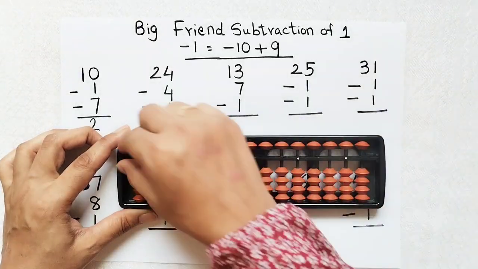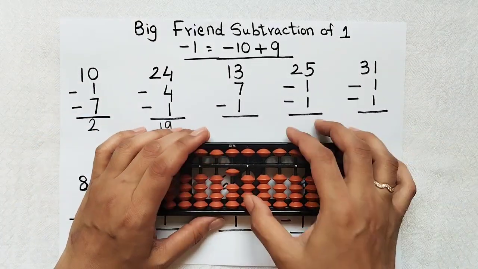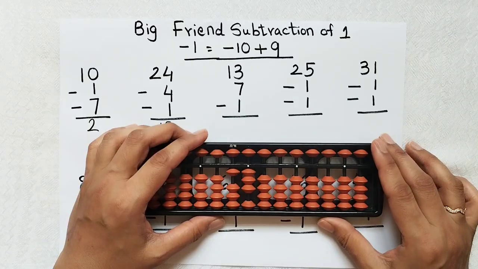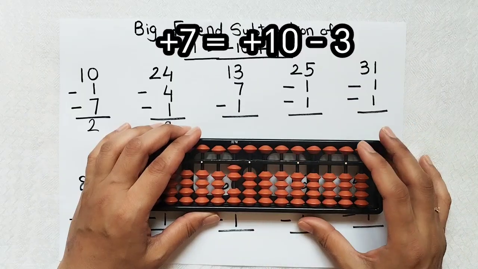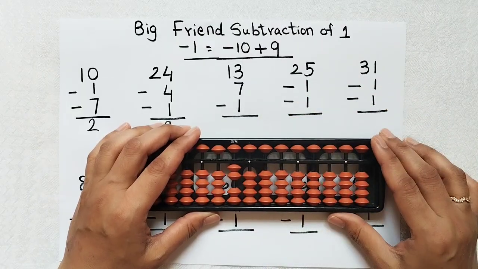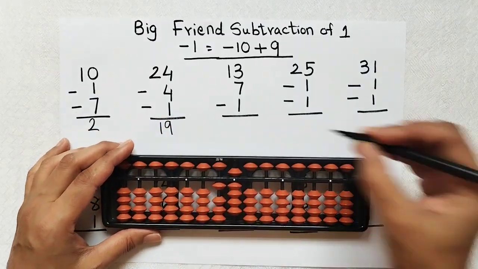Next one, 13 plus 7 less 1. 13 plus 7. Now what is the formula for plus 7? It is plus 10 less 3. Less 1, that is less 10 plus 9. My answer is 19.